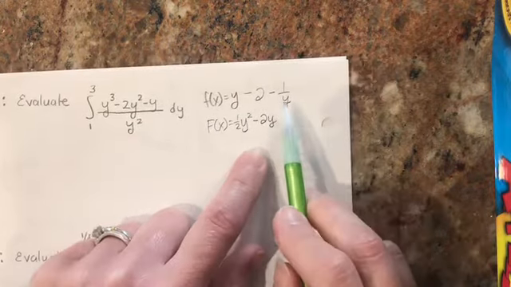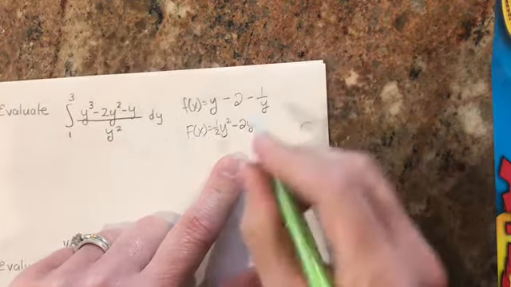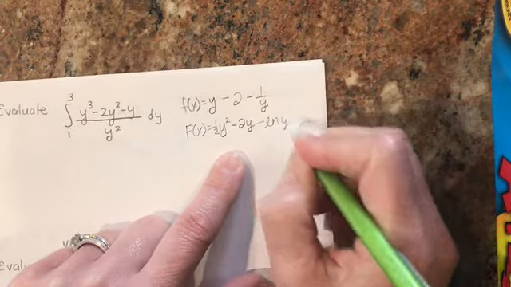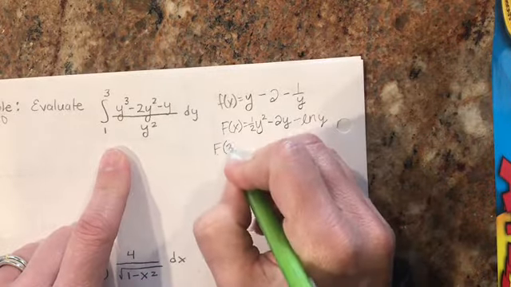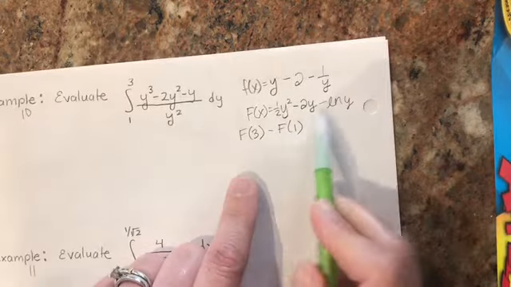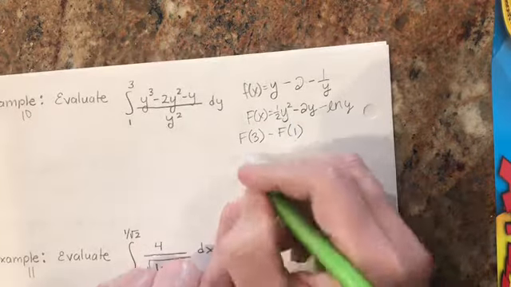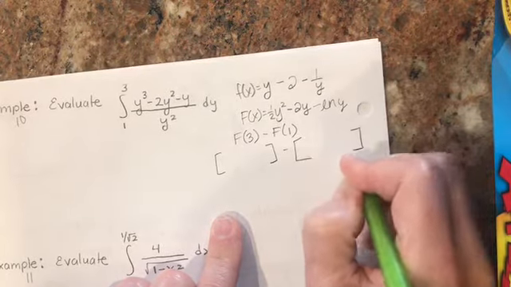Oh, and here's the one that stumps me every time. That is the natural log. That's the only way you can do that, the natural log of y. So now we're ready to go. We're just going to take f of 3 and subtract f of 1. Now, when you have a more complicated one like this, I think it's a good idea to show your work in 2 separate brackets like this.